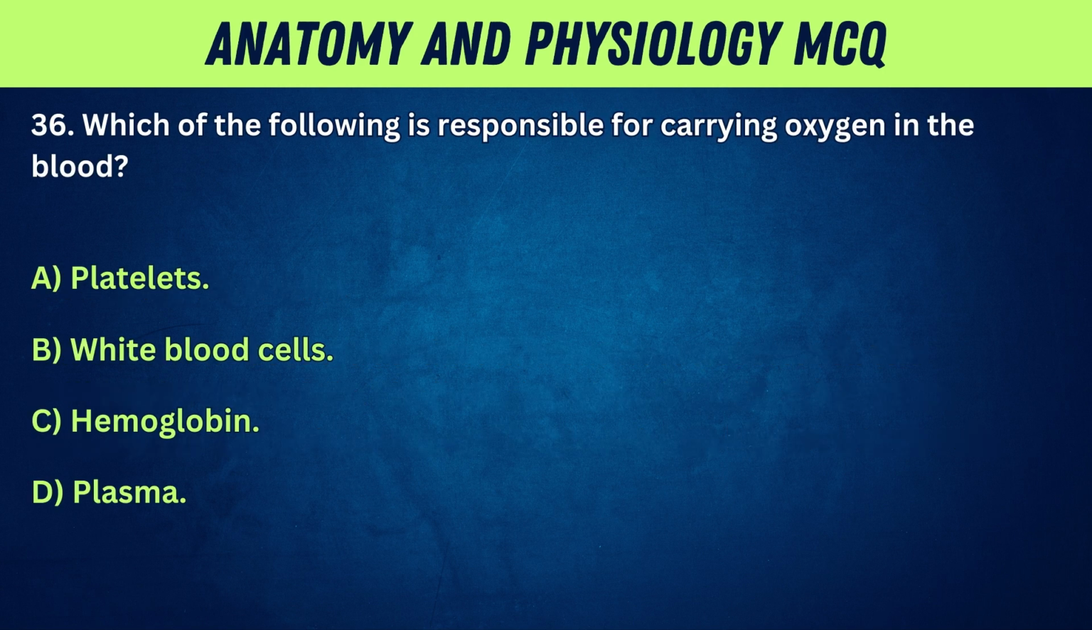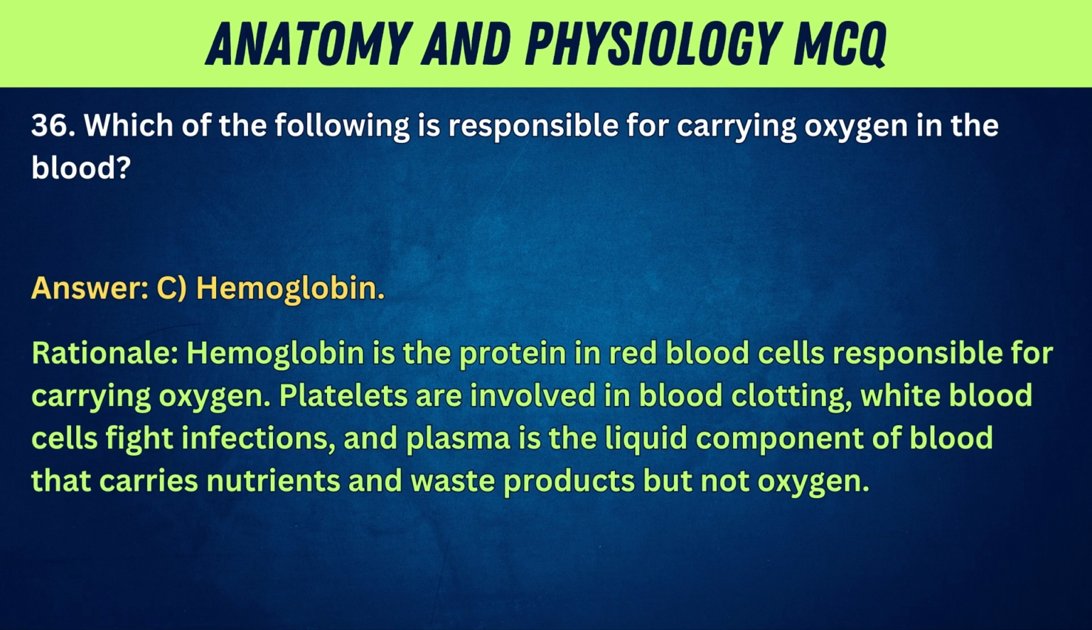36. Which of the following is responsible for carrying oxygen in the blood? A. Platelets. B. White blood cells. C. Hemoglobin. D. Plasma. Answer: C. Hemoglobin. Rationale: hemoglobin is the protein in red blood cells responsible for carrying oxygen. Platelets are involved in blood clotting, white blood cells fight infections, and plasma is the liquid component of blood that carries nutrients and waste products but not oxygen.